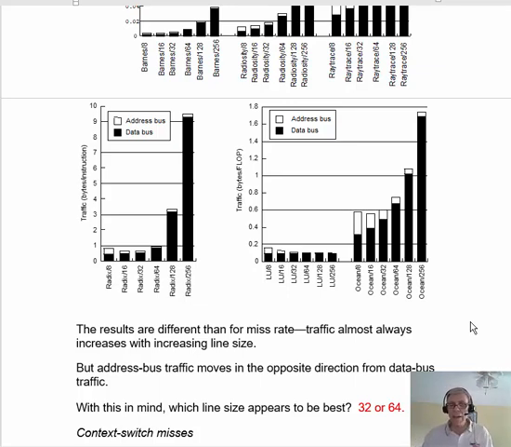And so with this in mind, it appears that a much smaller line size is actually best. We don't want to run up bus traffic needlessly. So 32 or 64. And they're pretty much among the most common line sizes in use today.